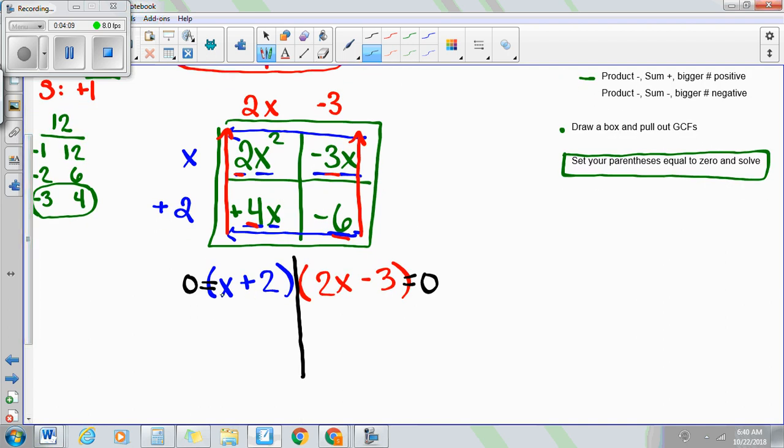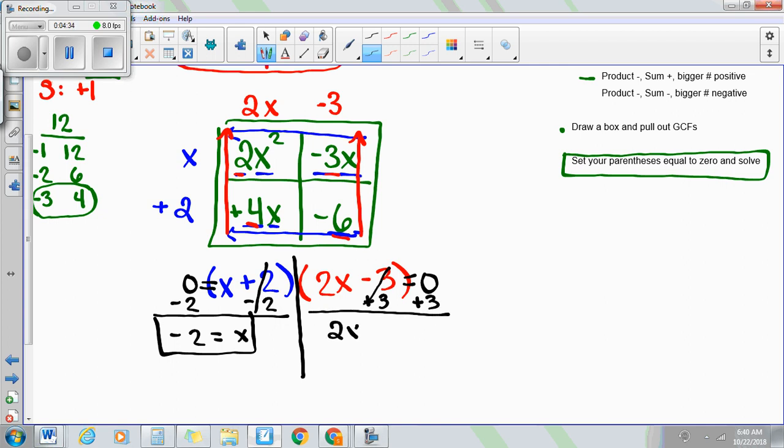On the left-hand side, I've got x plus 2 equals 0. The opposite of plus 2 is minus 2. So I get 0 minus 2, which is -2, equals x. And x is by itself, so we are done solving on that side. On this side, 2x minus 3 equals 0. The opposite of minus 3 is plus 3.